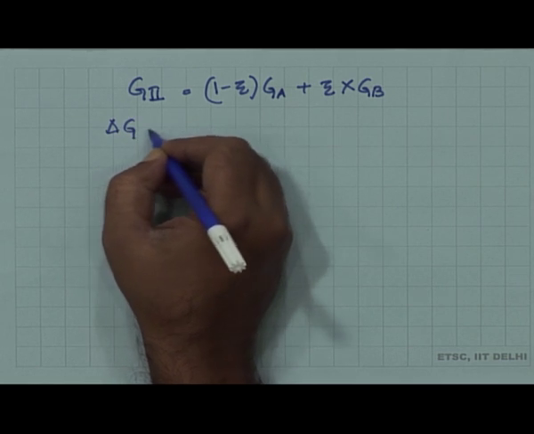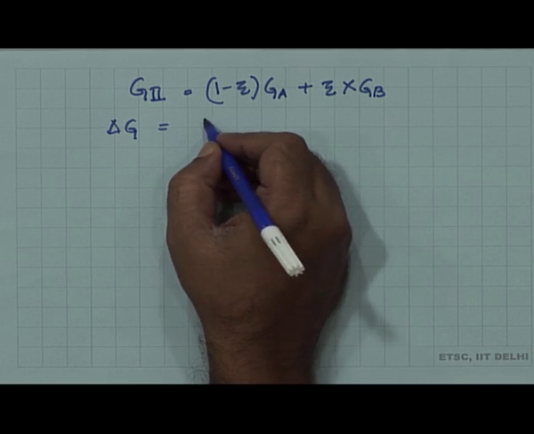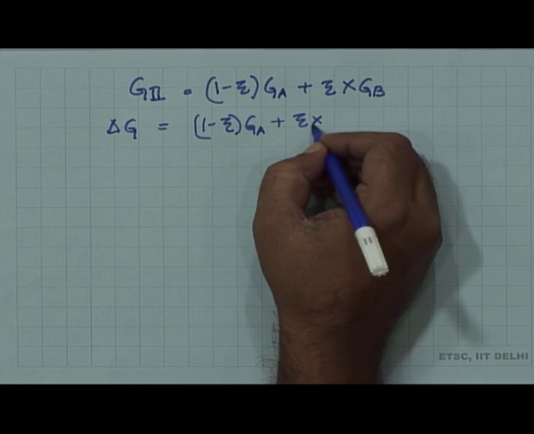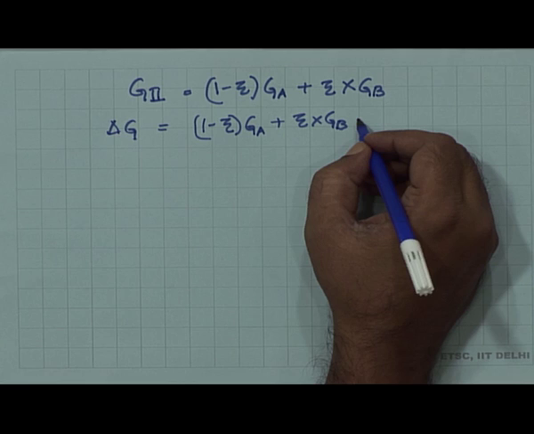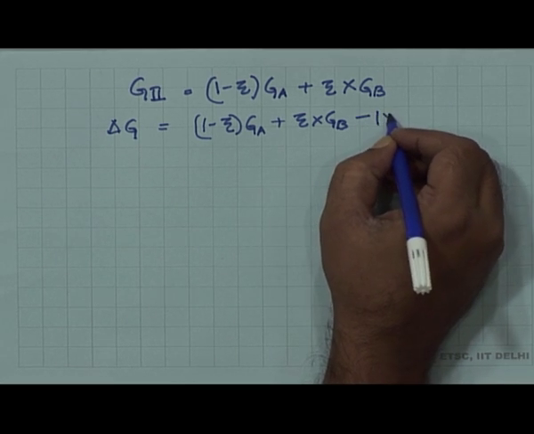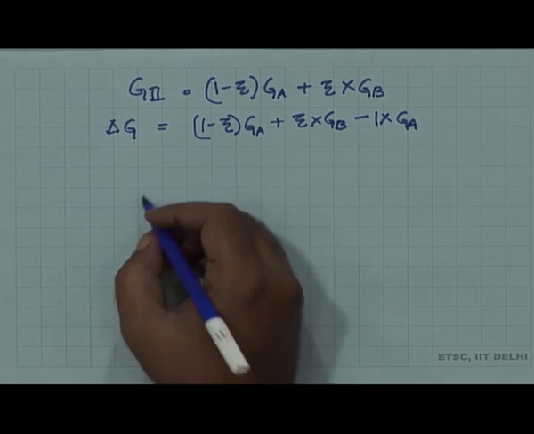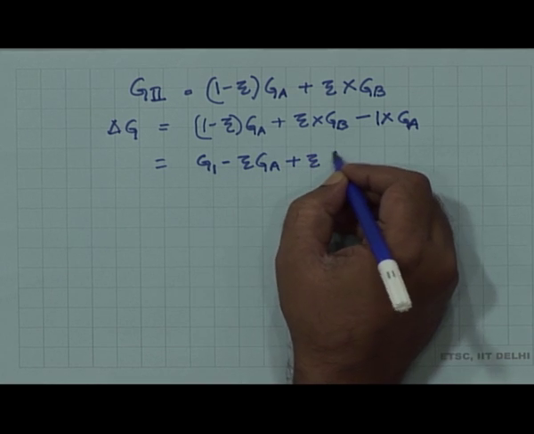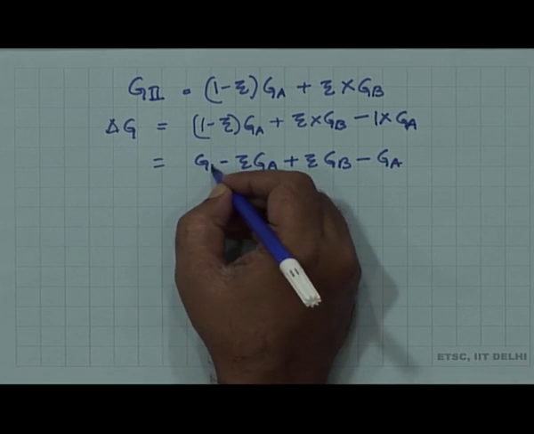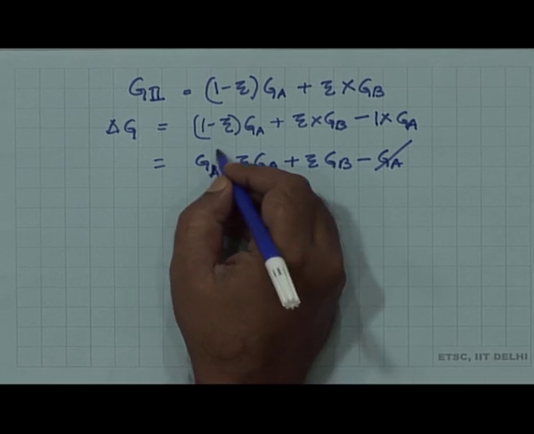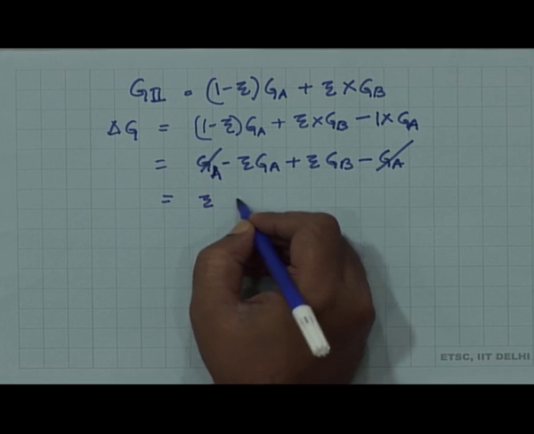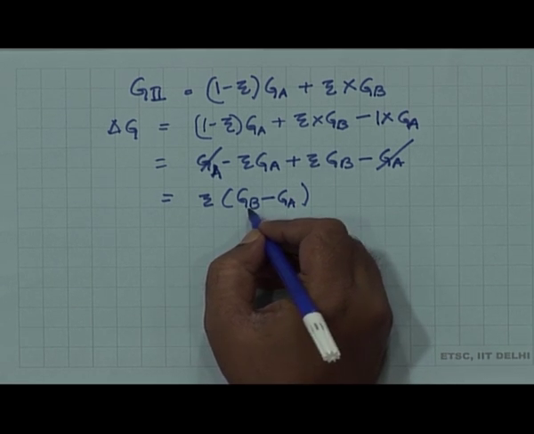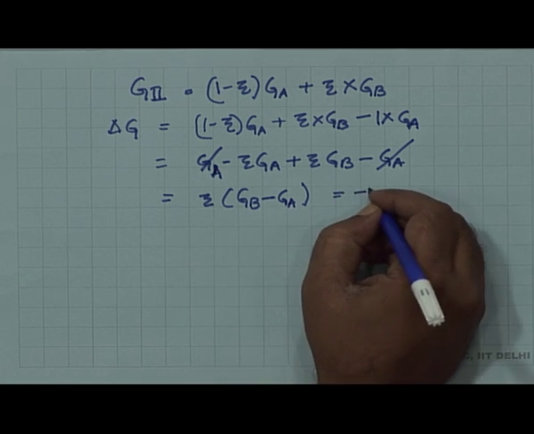So, delta G for the process will be equal to 1 minus E G A plus E into G B, and since we started with 1 mole of A, minus 1 into G A. So this is G A minus E G A plus E G B minus G A. This G A cancels out. So, what we are left with is E times G B minus G A, and we know that G B is less than G A. So, this is always going to be negative.